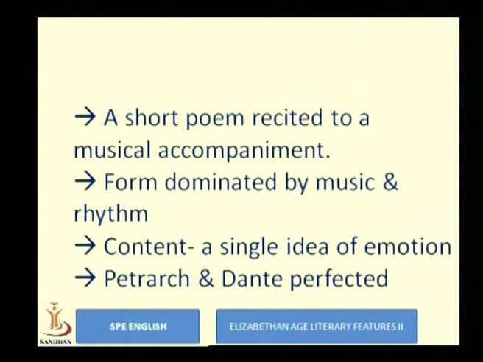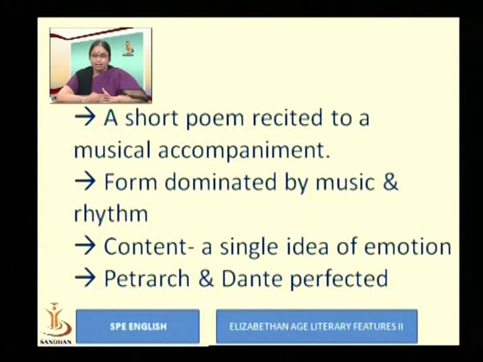Now what is a sonnet? If you want to define the sonnet as a literary form, we could say that it's a short poem which could be recited to a musical accompaniment. So there is a lot of lyrical quality in these sonnets, and you will also find that it could be sung, and therefore they became quite popular because this was the age where people were looking for some sort of entertainment. So even within the plays, there were a lot of sonnets which were incorporated into the play.